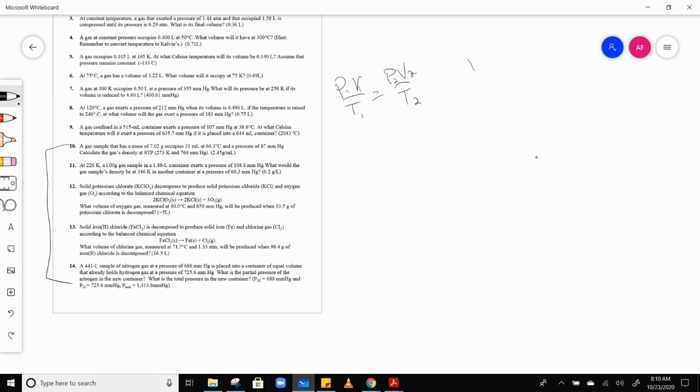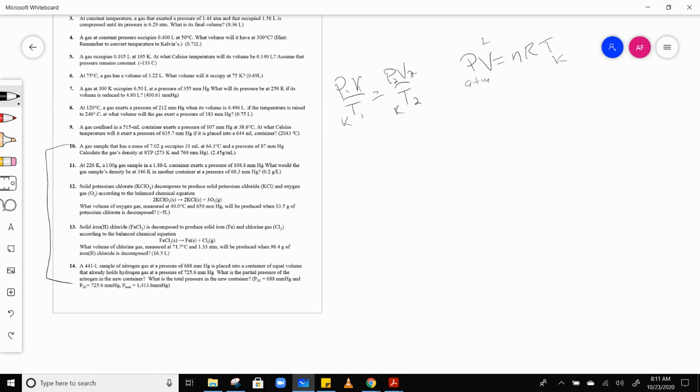Then we also have the ideal gas law, PV equals nRT. The caveat for that one is that pressure has to be in ATM, volume has to be in liters, n is always number of moles, R is a constant, and T has to be in Kelvin. The only caveat about PV over T and PV over T is that temperature has to be in Kelvin. But pressure and volume can be in any units as long as you keep them consistent.